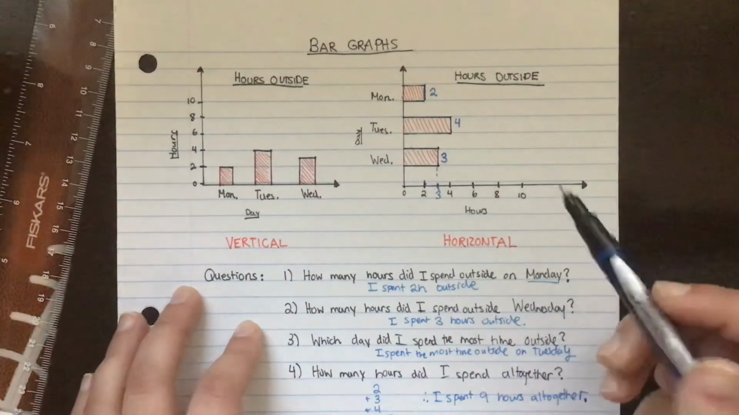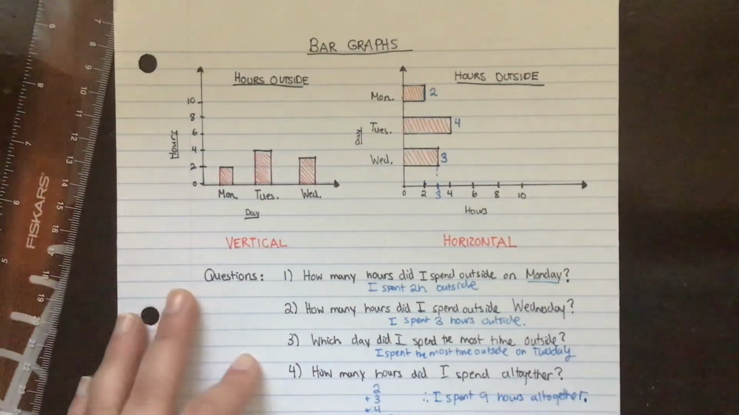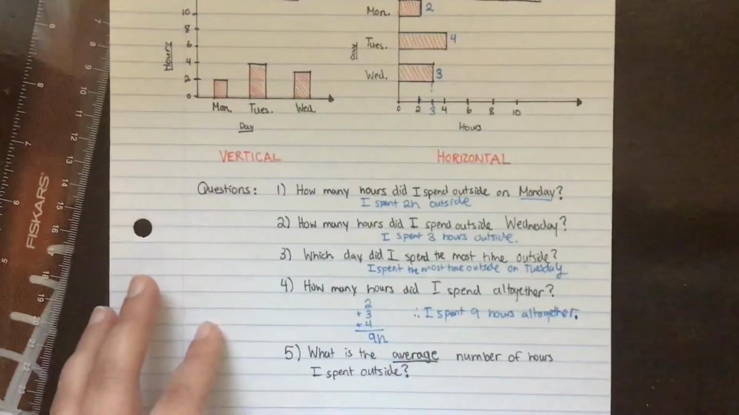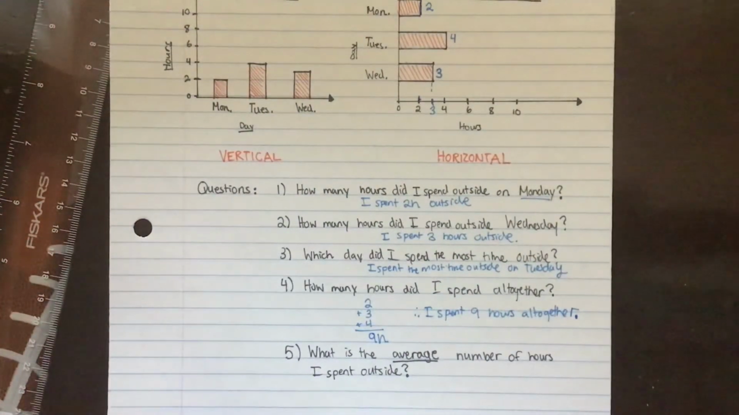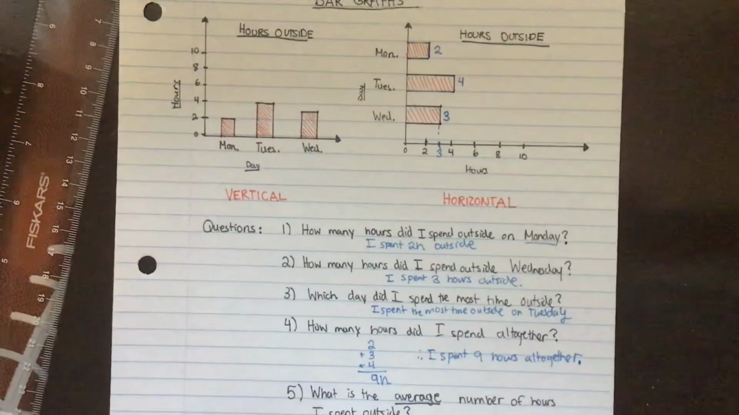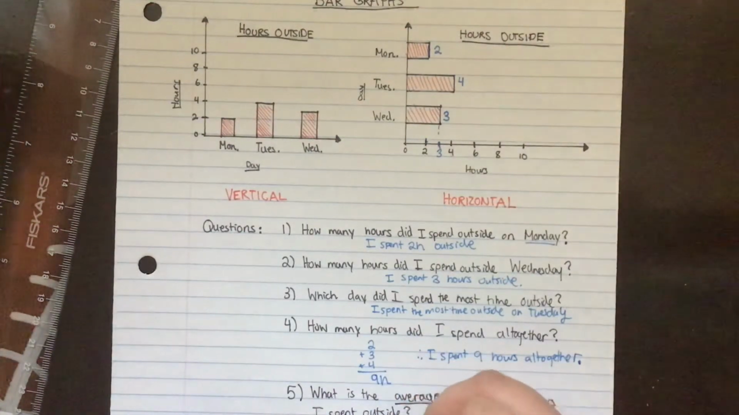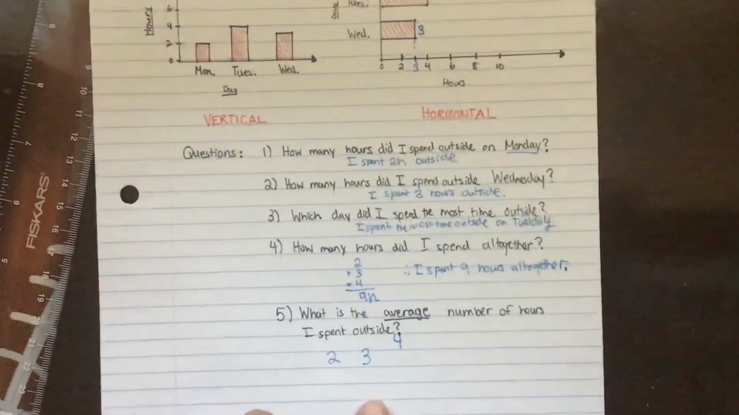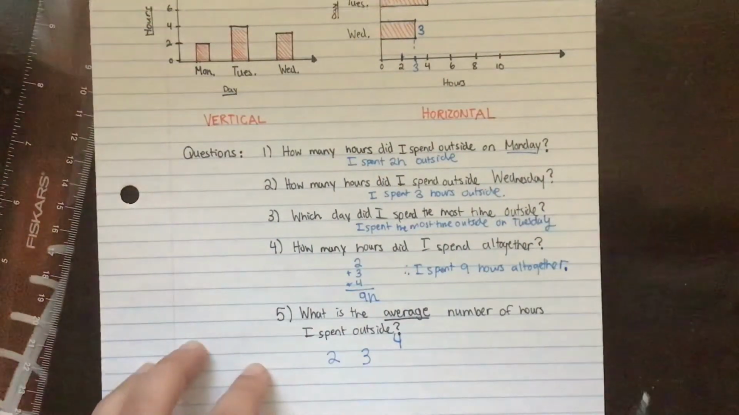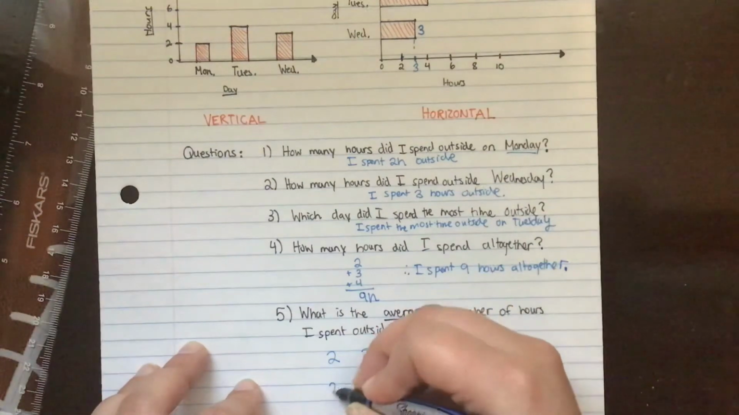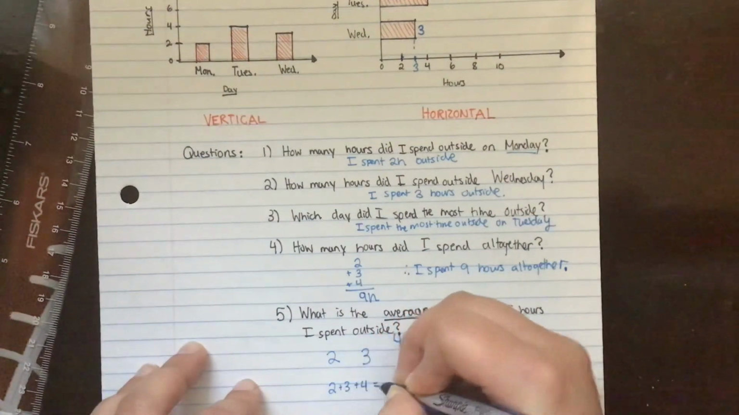There we go. Now, this final question, you can't see exactly, but it's way down here. It says, what is the average number of hours I spent outside? So for a question like this, once again, I need to know what each of my bars are worth. So I have a 2, I have a 3, and I have a 4. And then once I have all my bars down, I average those numbers out. So my 2, my 3, and my 4 are the numbers that I'm averaging. So I add them up. 2 plus 3 plus 4 gives me 9.